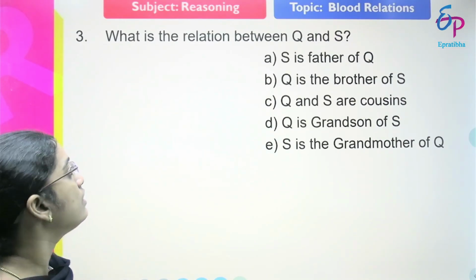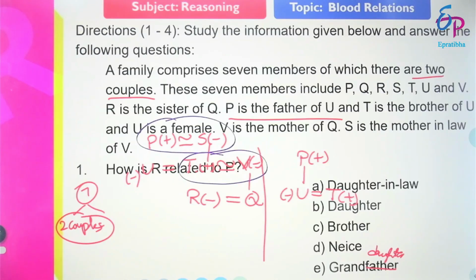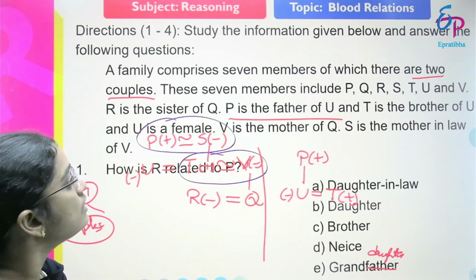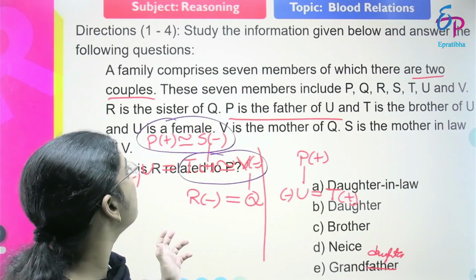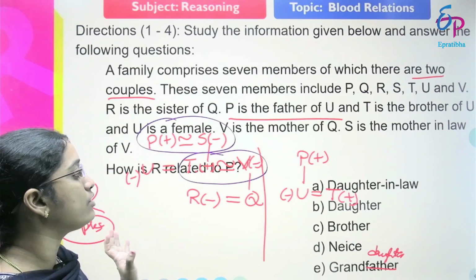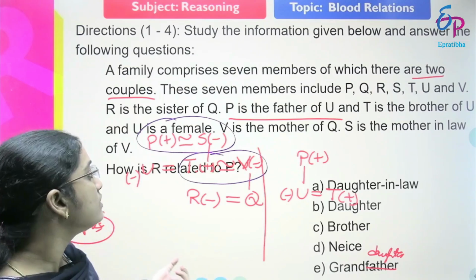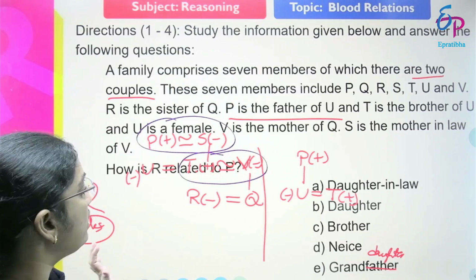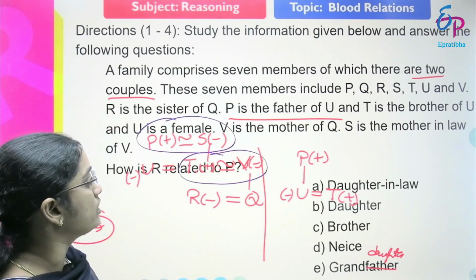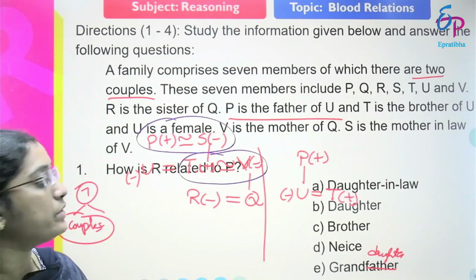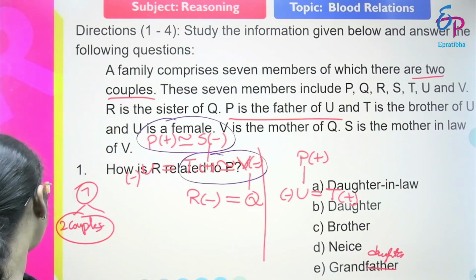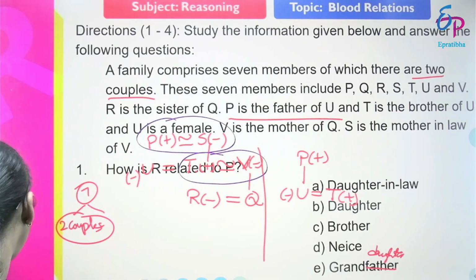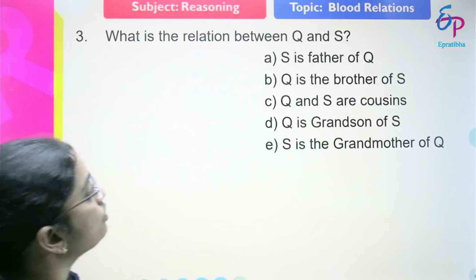What is the relation between Q and S? We need the relationship between Q and S, friends. Here they mention information related to couples and person names. They do not mention any information related to gender, right? But our question is, how is Q related to S? Q is a grandchild of S, but we don't know whether Q is a grandson or granddaughter. But by using the options we need to solve that.